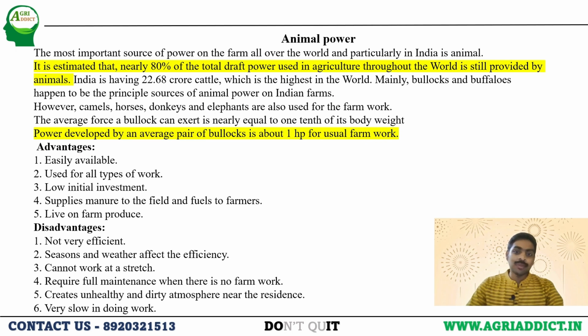And next, talking about the animal power. Here, on an average, the power developed by an average pair of bullocks is around 1 HP. This you should make a note.